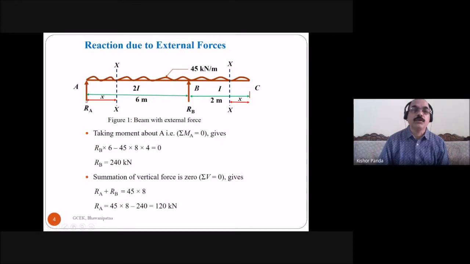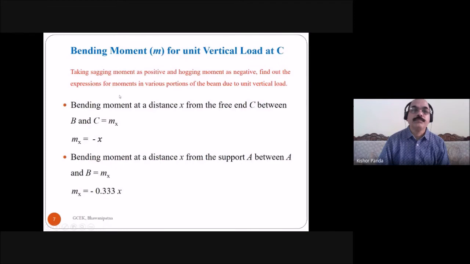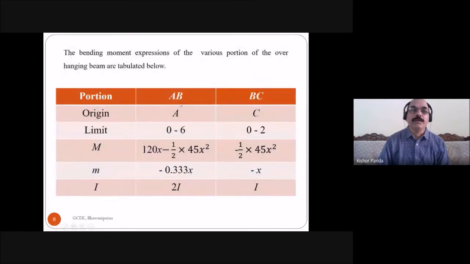And for the AB portion, what is the integration limit? Because x is equal to 0 here and x is equal to 6 here, you have to take the integration limit 0 to 6. Similarly for the BC portion, x is 0 here at C and x is equal to 2 at B, so you have to take the integration limit 0 to 2. Take origin for AB at A and for BC at C, with integration limit 0 to 6 for AB and 0 to 2 for BC.